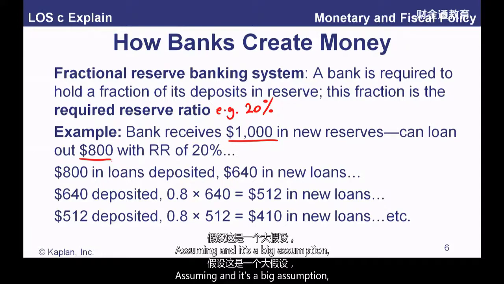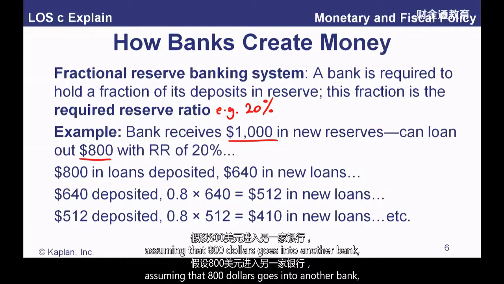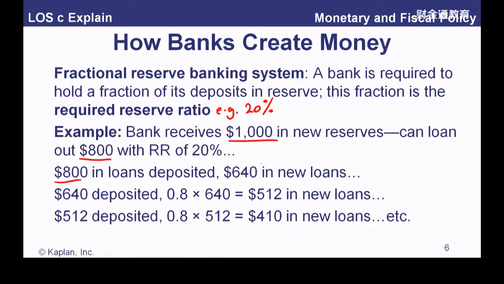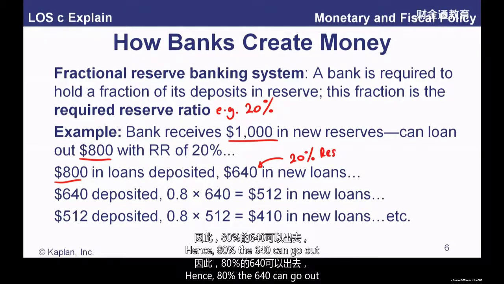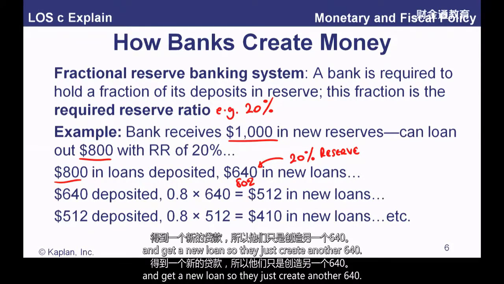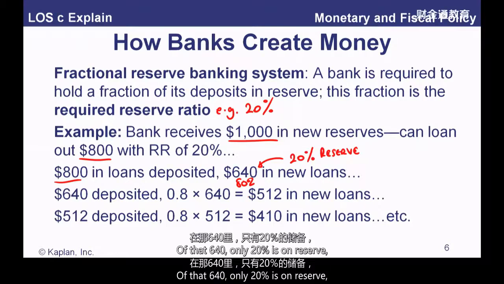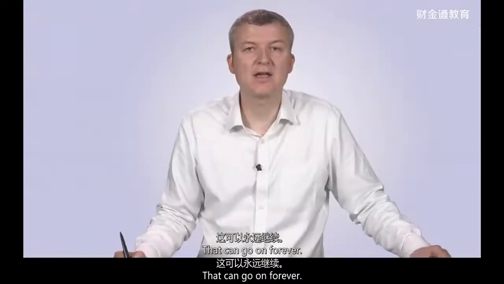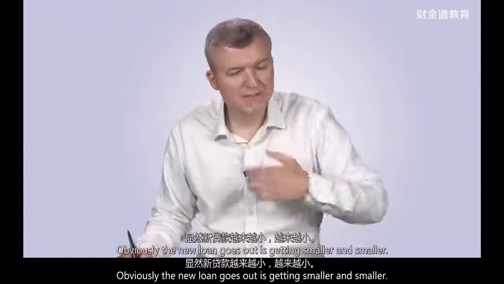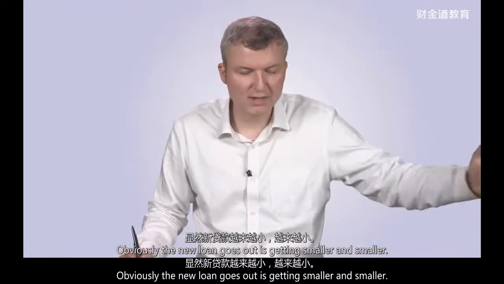Assuming, and it's a big assumption, but assuming that $800 goes into another bank, that bank is only required to hold 20% on reserve, hence 80%, the $640 can go out again in a new loan. So they've just created another $640. Of that $640, only 20% is on reserve, so another 80% is loaned out, and so on, and so on, and so on. That can go on forever. Obviously, the new loan amounts are getting smaller and smaller and smaller.